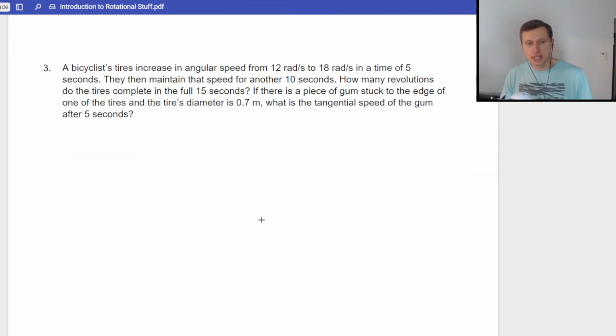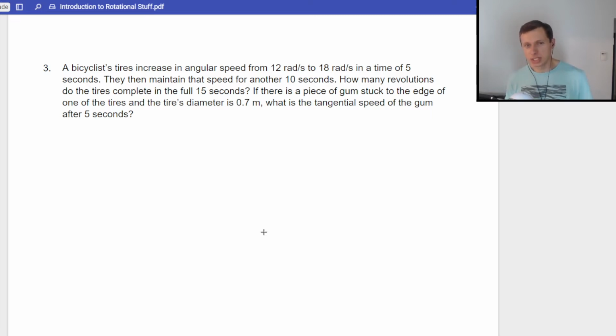Number 3 is, I'm going to say, significantly more difficult. Let's talk about it. A bicyclist's tires increase in angular speed from 12 radians per second to 18 radians per second in a time of 5 seconds. They then maintain that speed for another 10 seconds. How many revolutions do the tires complete in the full 15 seconds? And then there's another part. If there's a piece of gum stuck to the edge of one of the tires and the tire's diameter is 0.7 meters, what is the tangential speed of the gum after 5 seconds?